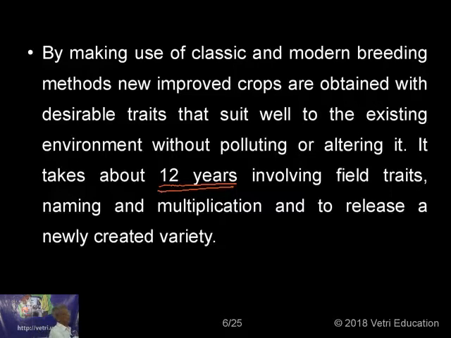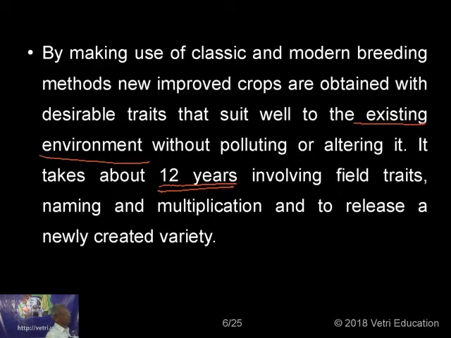And that too, when the crop is introduced, you should see that it is not doing any harm to the existing environment condition. That also we have to be very careful about. So by making use of the classical and modern breeding methods, new improved crops are obtained with the desirable traits.